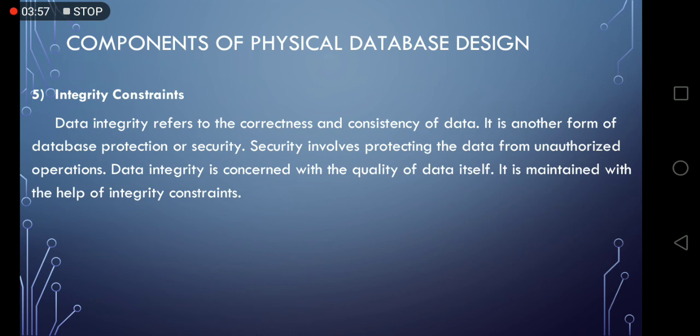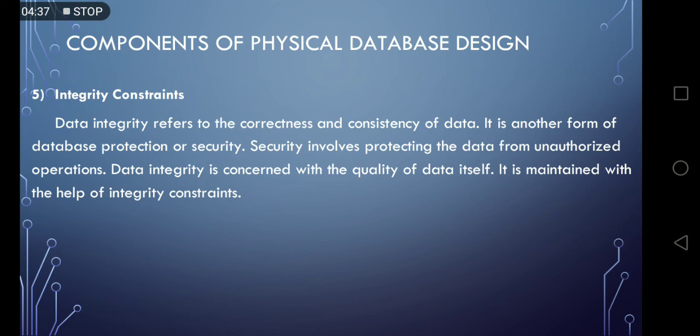Integrity constraints. Data integrity refers to correctness and consistency of data. It is another form of database protection or security. Security involves protecting the data from unauthorized operations. Data integrity is concerned with the quality of data itself. It is maintained with the help of integrity constraints. The integrity constraints are the rules that are applied to database so that correct data can be entered into the database.